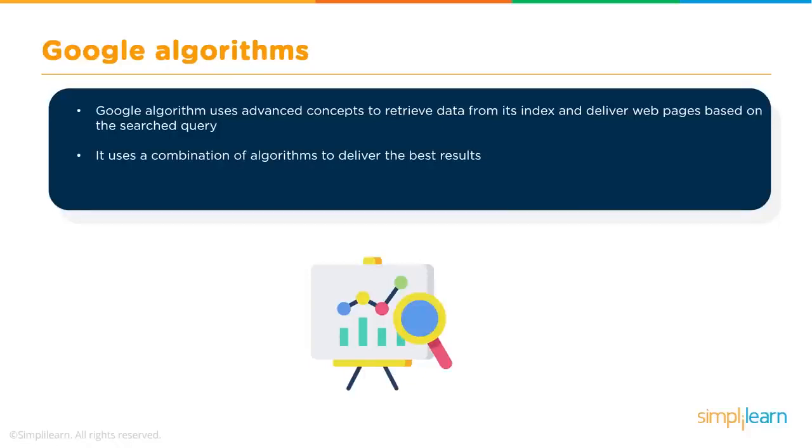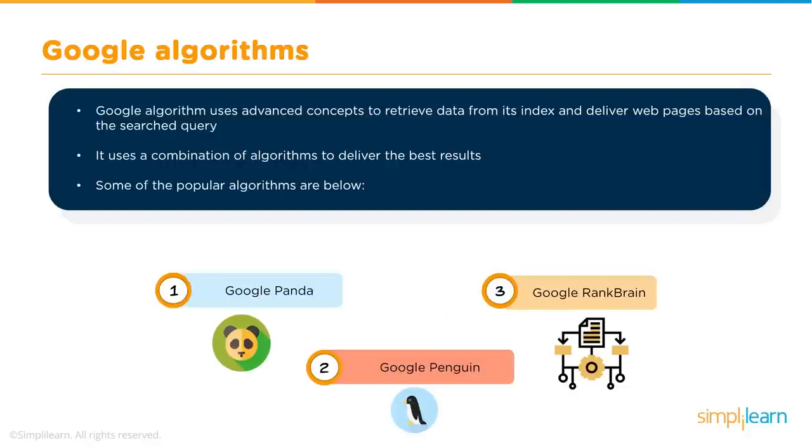So it uses a combination of different algorithms to deliver the best results. They want the best results. And so some of the most popular algorithms below are Google Panda, Google Penguin, and Google RankBrain.